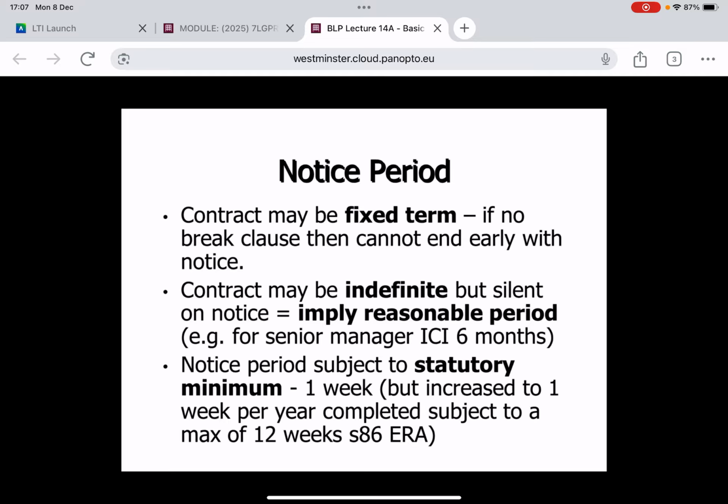However, if no express notice period is stated, the contract will be deemed to contain an implied term that the period of notice will be a reasonable one. This will, of course, vary with the circumstances.